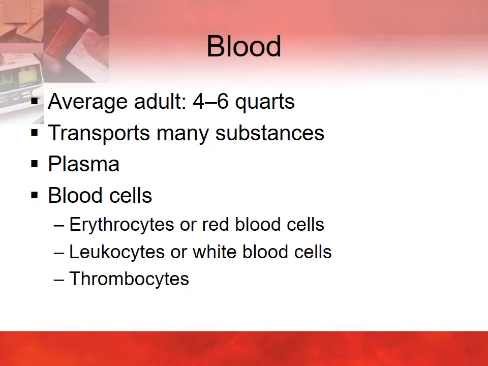Plasma, this is the fluid or liquid portion of the blood. It's mostly water, about 90%, and has a lot of different dissolved substances in it, lots of mineral salts, some nutrients, etc. Blood cells, when we think of blood cells, we have basically the red blood cells or erythrocytes, white blood cells or leukocytes, and then also some thrombocytes, and thrombocytes are the clotting cells.